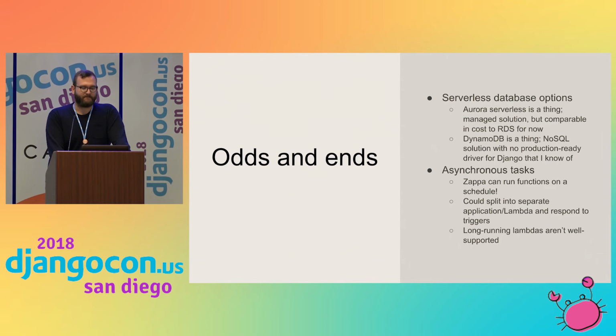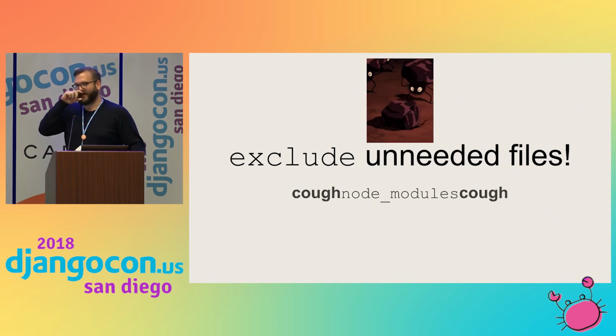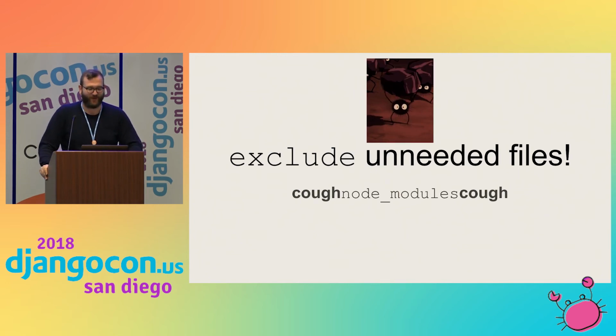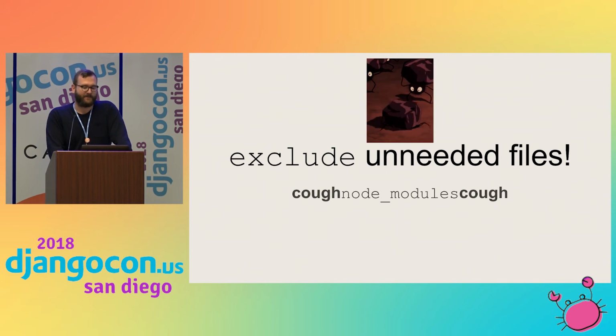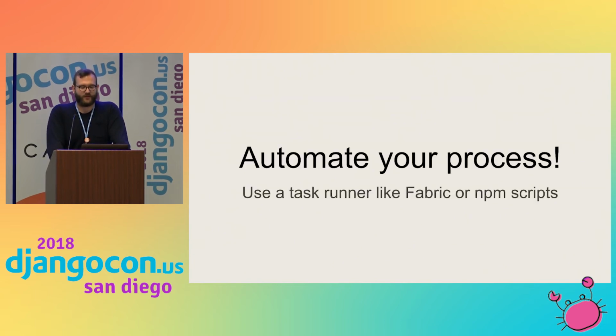So some tips are that you would probably want to exclude most of your unneeded files. Node modules is huge. You don't want to ship more than you have to. So like node modules, if you use PyCharm, your .idea folder, and if you are uploading media files locally, you probably want to exclude that directory too. And it just reduces the zip file size so it can zip it faster and ship it faster when you go to deploy. And then the other major tip I have is that you should automate your process.